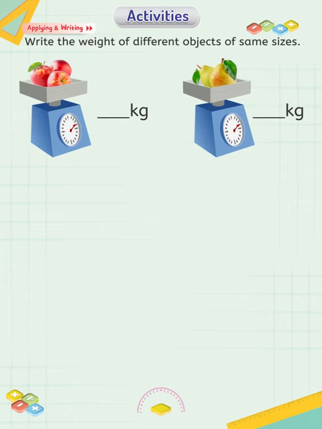Applying and writing. Write the weight of different objects of same sizes. You see apples and pears placed on two scales here. They are showing the same weight on the scale. Note the hands of scale and tell the weight. Wow, they show 3 kilogram. They have similar weights.